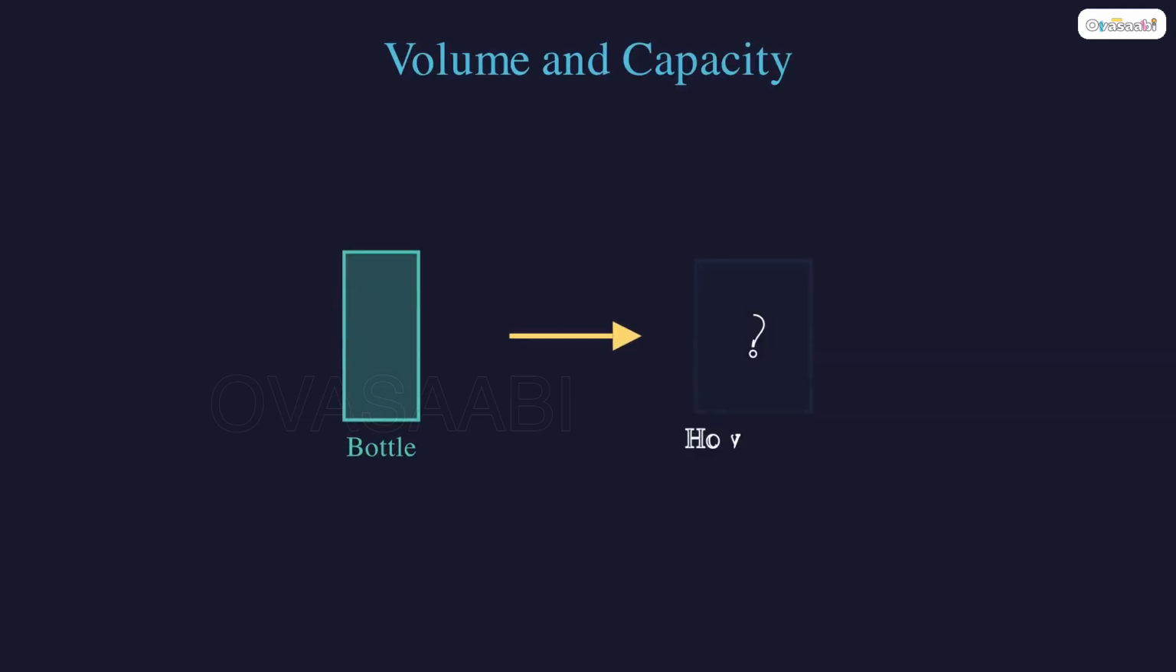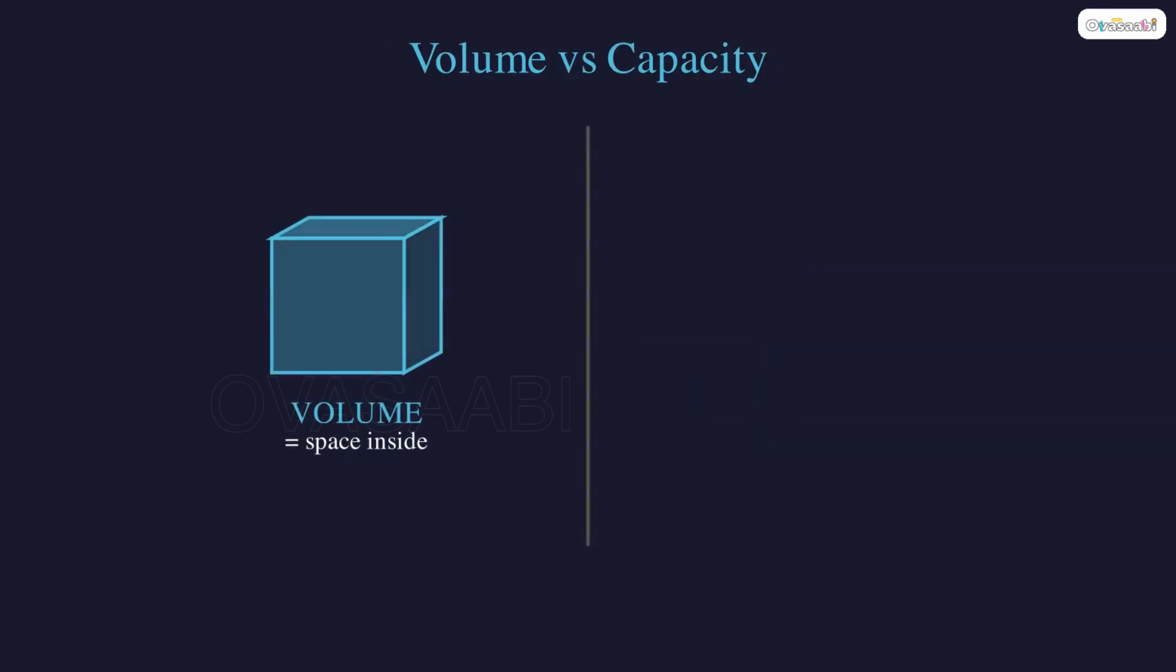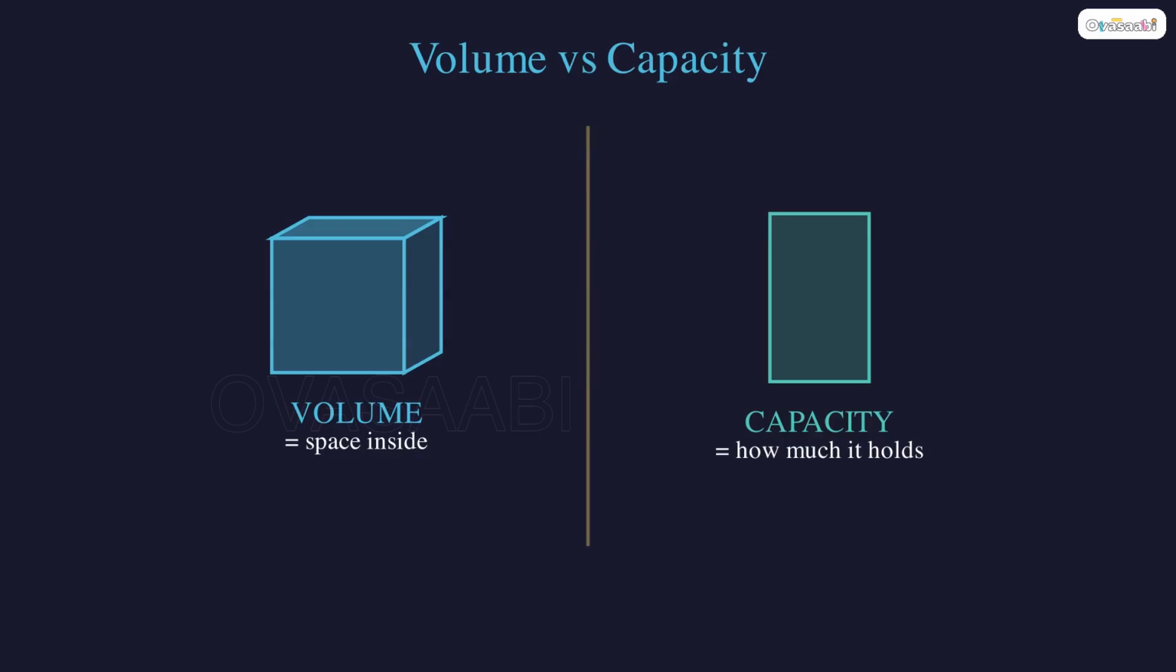Have you ever wondered how much water fits in your bottle, or how much your mother's cup can hold? Today, we learn about volume and capacity. Volume is the amount of space a solid object takes up. Capacity is how much liquid a container can hold. Both tell us about space inside.